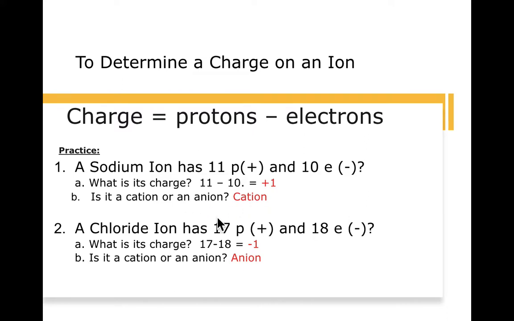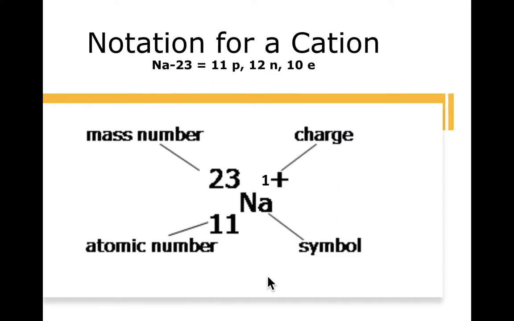A chloride ion has 17 protons and 18 electrons. Again, we are adding up the charges. And so 17 protons minus 18, 17 positives and 18 negatives give us negative 1. Again, we write the symbol, positive or negative, negative in this case, and the number. Is it a cation or anion? It's an anion.